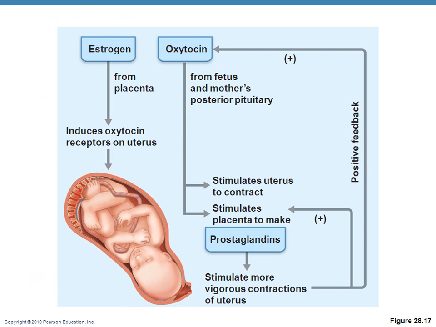So this is the picture from your book. You can see the estrogen from the placenta. That's going to cause more oxytocin receptors to be expressed on the uterus. Oxytocin from both the fetus and the mom's posterior pituitary are going to stimulate the uterus to contract. The placenta is also going to secrete prostaglandins. That's going to cause more vigorous contractions, and those are both positive feedbacks.